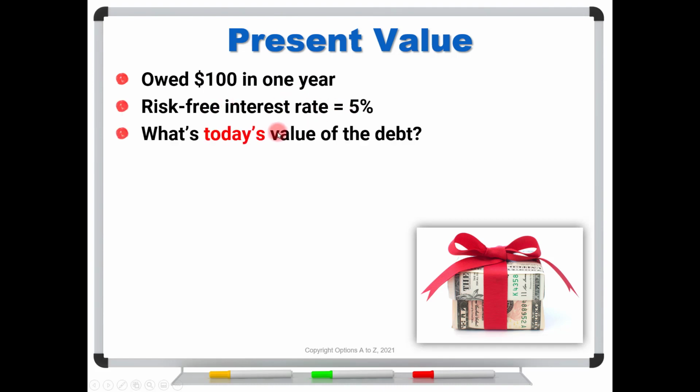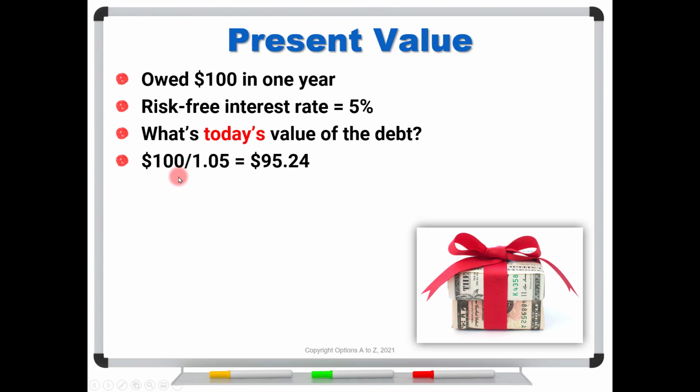Well, what's today's value of the debt? A lot of people will say, well, hey, if you owe me $100 in a year, then you owe me $100 today. And that is not true because we are separating these by time. So the way we would solve this is to take the $100 debt and divide it by 1 plus the interest rate. And that comes up to $95.24. And what this means is that you should be willing to accept $95.24 today to settle this $100 debt.